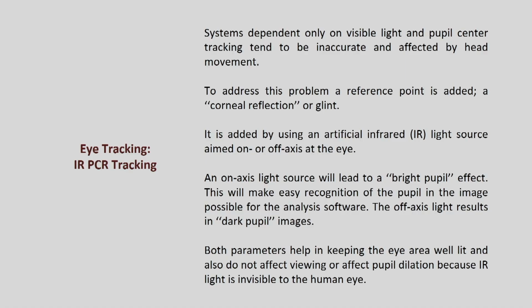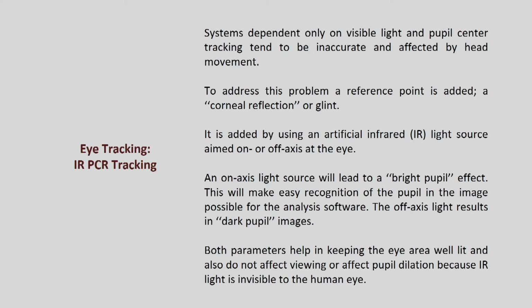In the IR PCR tracking system, what we do? A system that is very much dependent on visible light and pupil center tracking tends to be inaccurate and affected by head movement. Okay. So, there may be a problem. To address this, we can add a reference point, that is the corneal reflection, and we call it glint. Okay. So, it is added by using an artificial infrared light source aimed on or off axis at an angle.